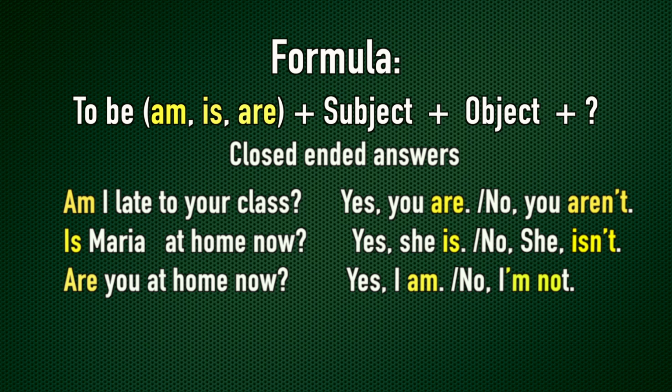The same rule is also applied to the last question, where to be, are, is placed at the beginning of the question and followed by the subject, you, and then plus the object, at home now, plus the question mark, again to make it a full question. Are you at home now? Please also refer to the possible answers for the questions provided there.